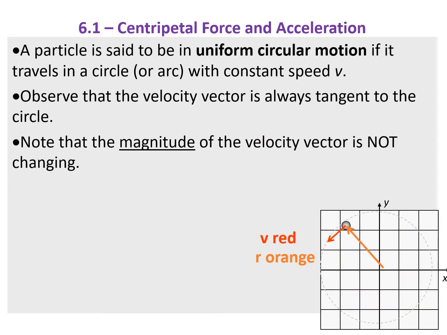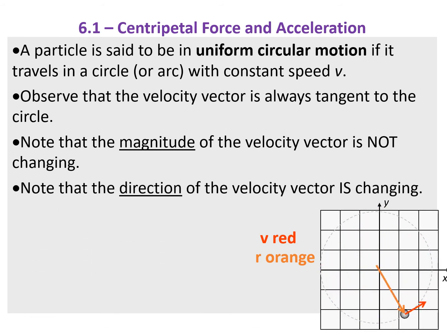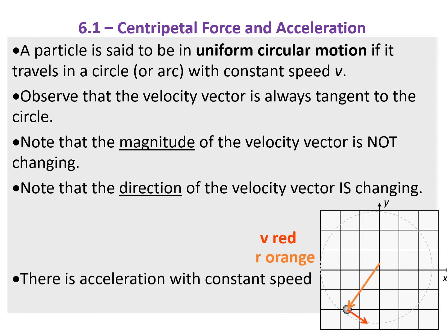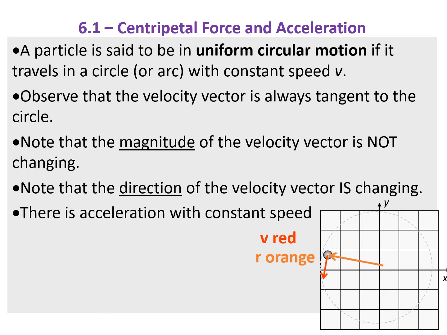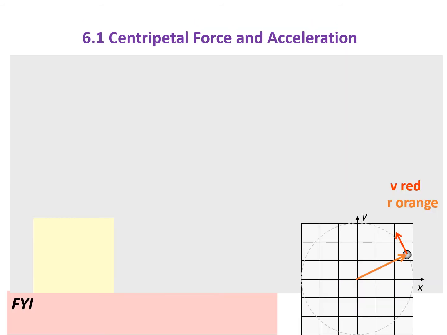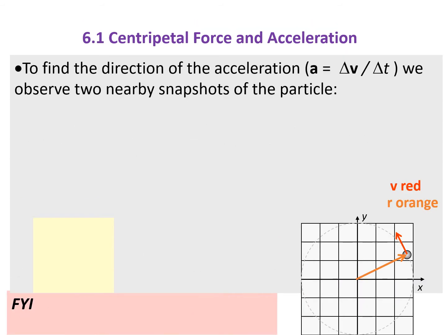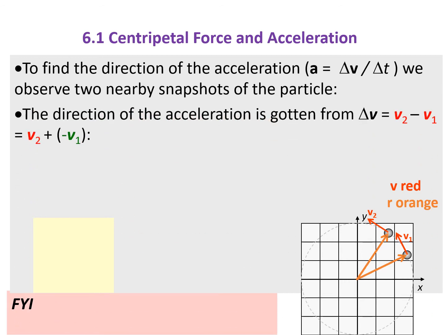And then I can lay it down on an xy plane. Know that the magnitude of the velocity vector is not changing. It's only the direction that changes. There is acceleration with constant speed. This is a new idea. To prove to you that there is acceleration even though the speed is constant, we will look at two snapshots of this object's velocity when it's in two different locations. I'm going to call one of those vectors v1, and when it's in the second position it's v2.